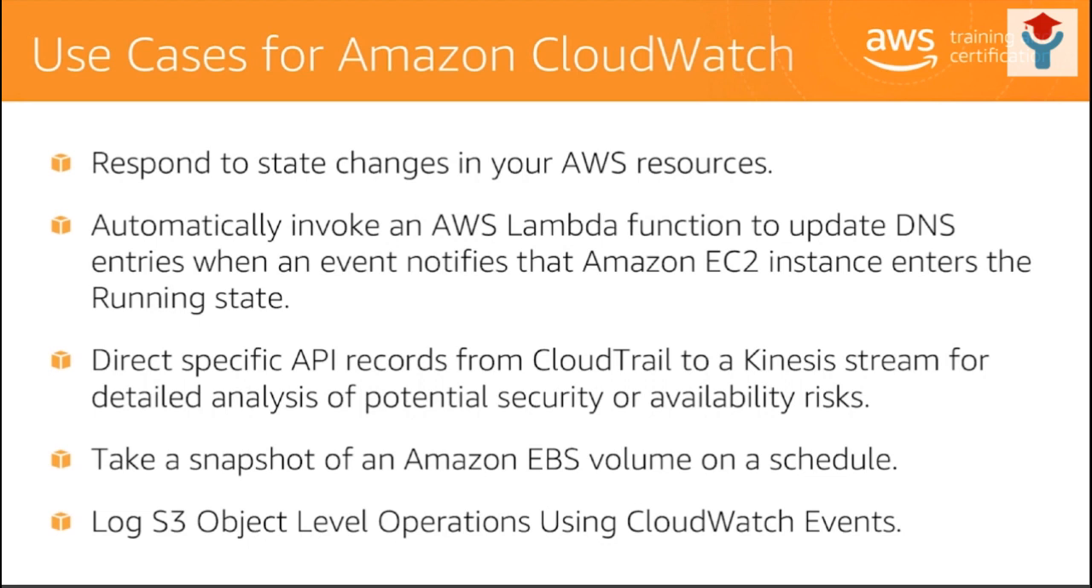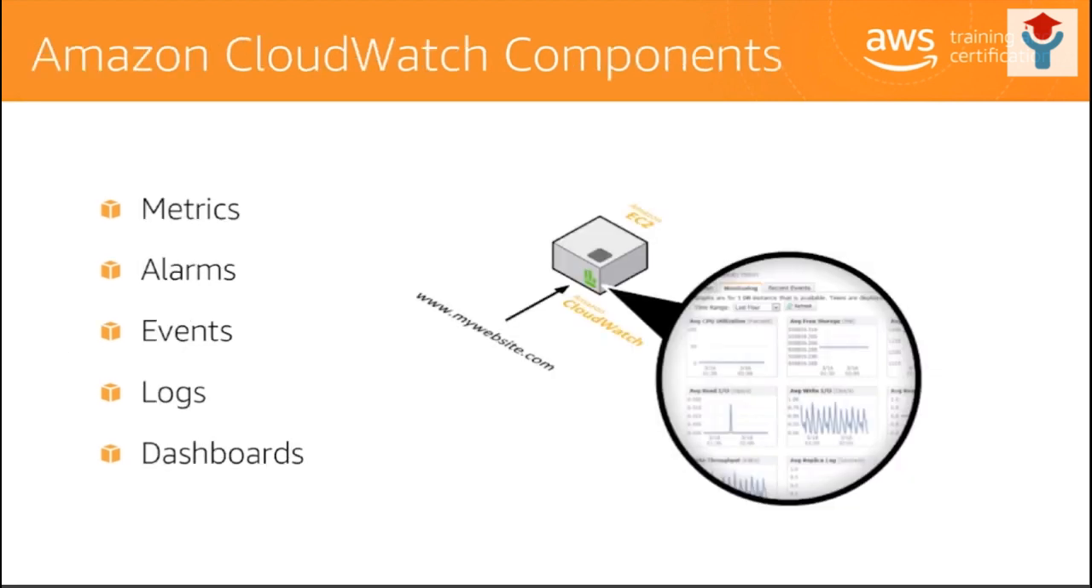You could also direct specific API records from CloudTrail to a Kinesis stream for detailed analysis of potential security or availability risks. You also have the ability to take a snapshot of an EBS volume on a schedule, or to log S3 object-level operations using CloudWatch events. Some of the components that make up Amazon CloudWatch include metrics, alarms, events, logs, and dashboards. We're going to talk about each one of these components individually.